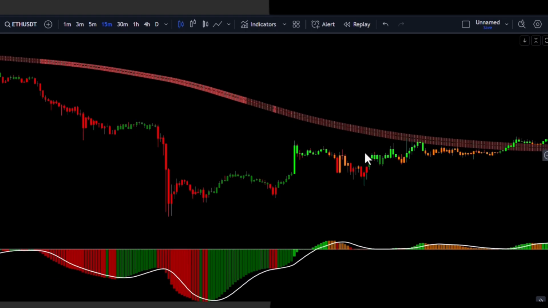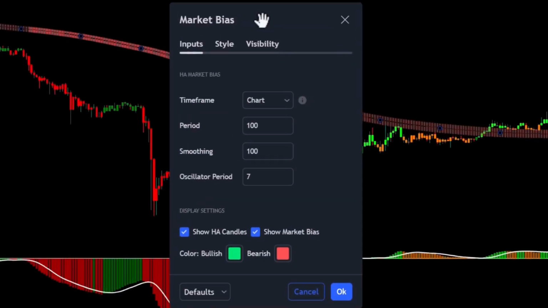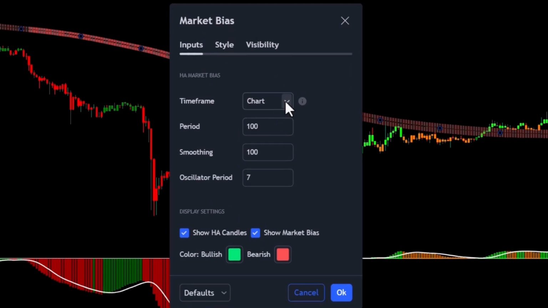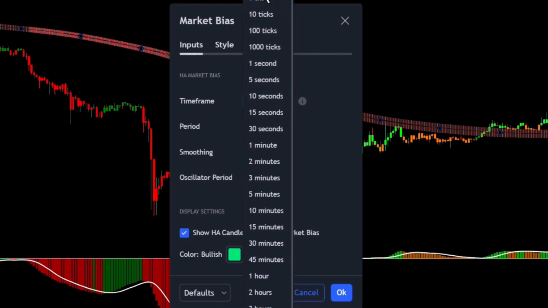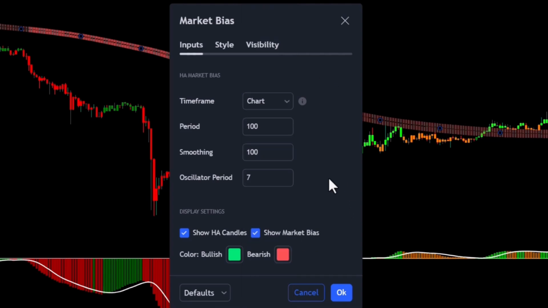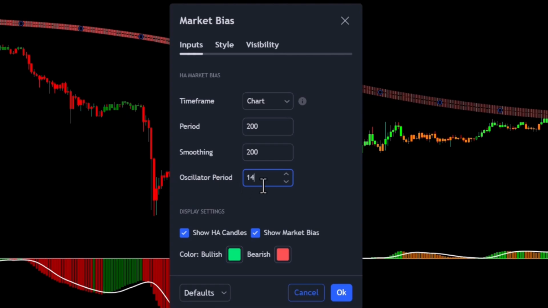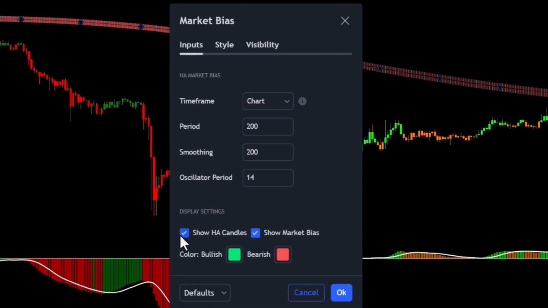Before we put it to work, let's fine-tune it a bit. Click on the indicator settings, and in the input section, set the time frame to chart so it matches your chart's time frame. But a quick note here, for some assets like crypto pairs, you may want to set it to 2 time frames higher than your trading time frame. Then adjust the period option to 200 and do the same for the smoothing option. Finally, set the oscillator period to 14 for a cleaner chart view.